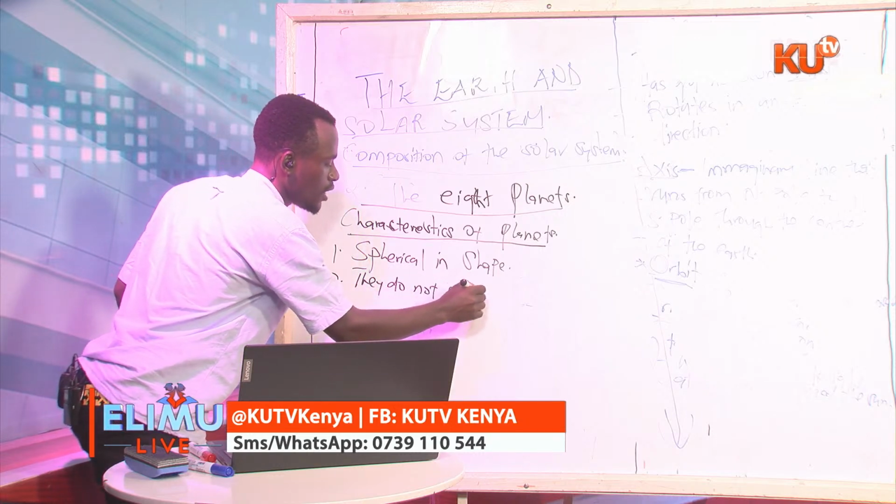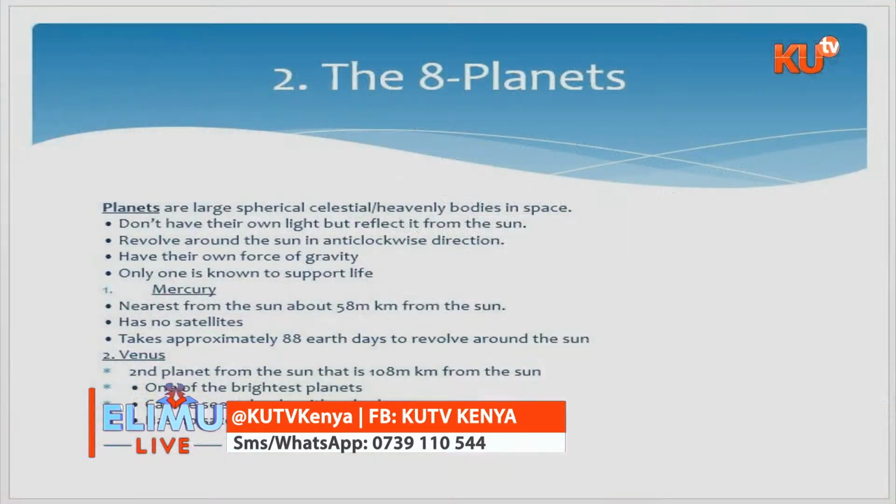Planets do not produce their own light. However, where do they get the light from? They reflect it from the sun.